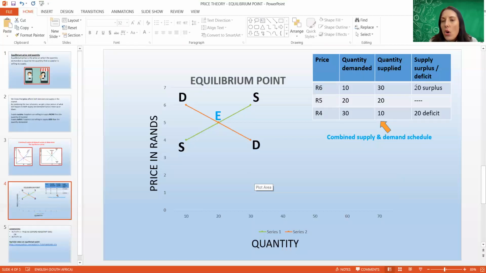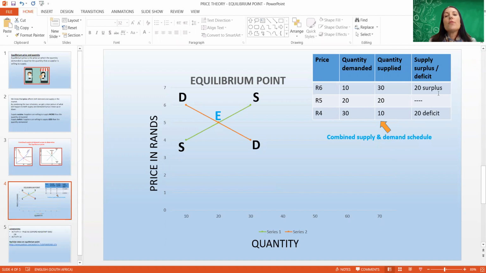Now here in the last column, I've just indicated for you where we have a surplus or a deficit. Remember, we look at it from the supplier's point of view because they will be putting the products into the market at a specific price. So at 6 Rand, there will be a 20 unit surplus.